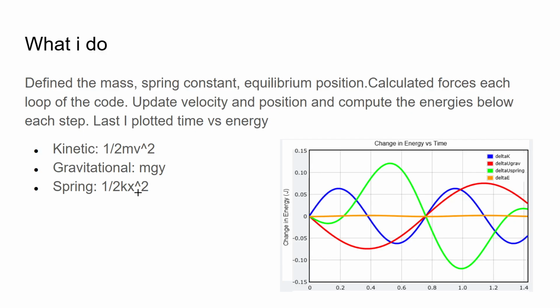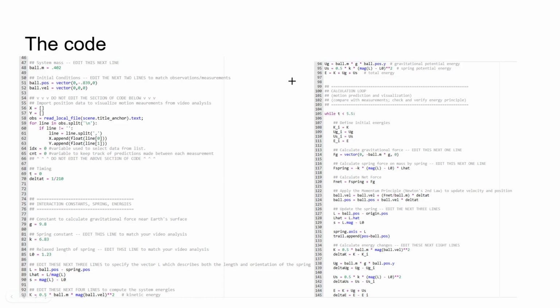energies. These two are energies. This is gravitational potential energy and spring potential energy, and this is kinetic energy. And this is the graph, which you can see energy is constant. Total energy is constant for the most part, and this is the code.